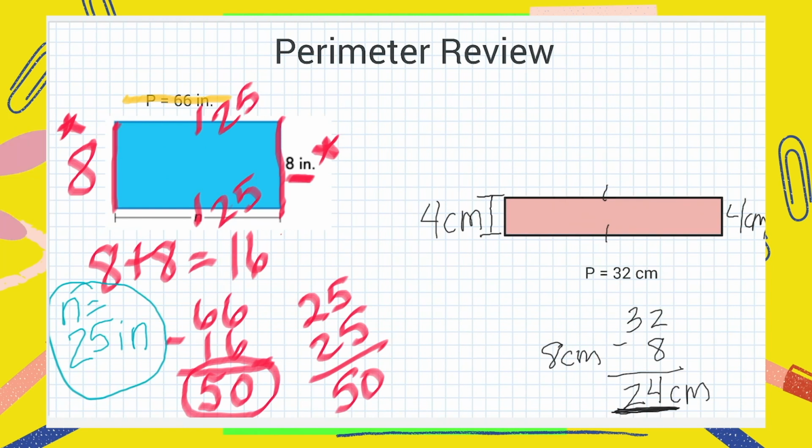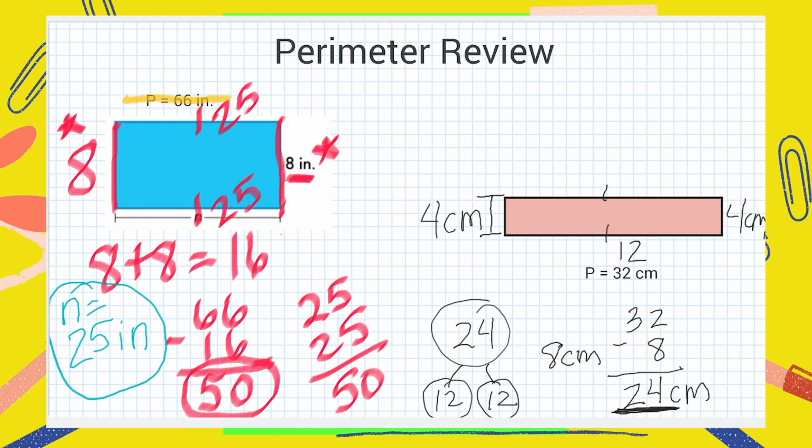Excellent! 12. I know that I can split 24 into two groups of 12. So that means that these side lengths must be 12 centimeters and 12 centimeters. Now, mathematicians always take their time to check their answer. So while I'm really confident that we got the right answer, I want to take a second to check.